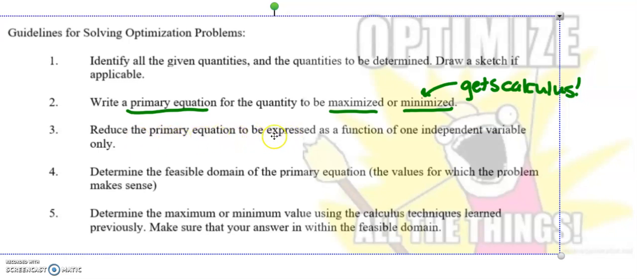Reduce the primary equation to be expressed as a function of one independent variable. So we might have another equation that we'll sometimes call the helper equation that will help us get our primary equation into a single variable so we can take the derivative with respect to that variable. Determine the feasible domain. This will just be basically thinking about what's a reasonable answer for the real world situation that you're solving. Determine the maximum and minimum values using the calculus techniques learned previously. Make sure your answer is within what would be reasonable.